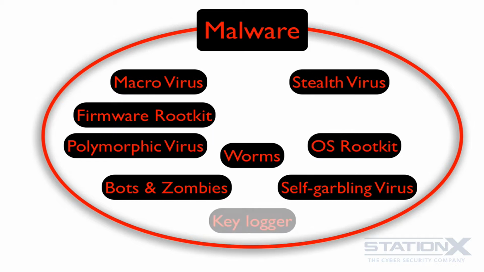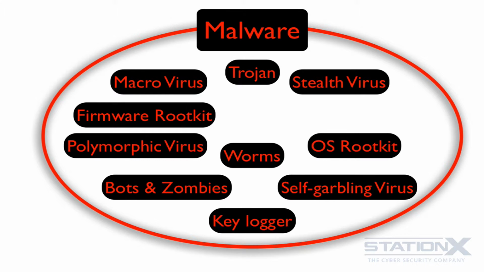You have keyloggers. Keyloggers do as they sound, they log your keystrokes. And there's Trojan horses. Trojan horses are simply programs that appear to be one thing that are actually malware. So you download, say for example, a piece of software and it acts as that software, but at the same time it is also malware in the back.